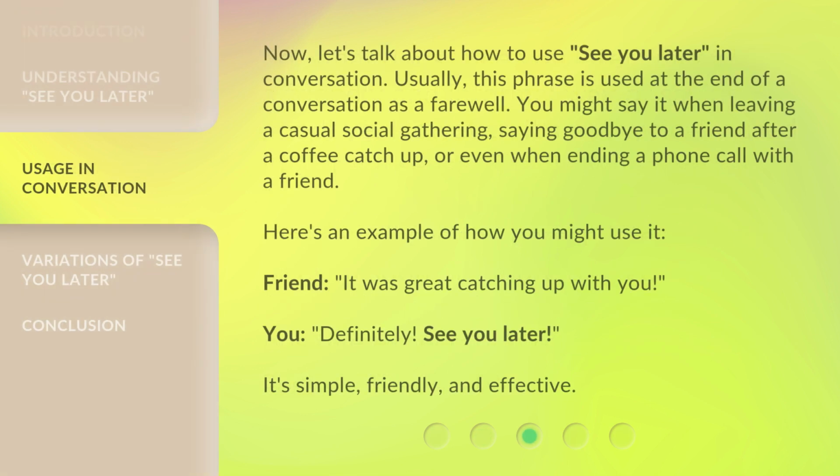Now, let's talk about how to use "see you later" in conversation. Usually, this phrase is used at the end of a conversation as a farewell. You might say it when leaving a casual social gathering, saying goodbye to a friend after a coffee catch-up, or even when ending a phone call with a friend.